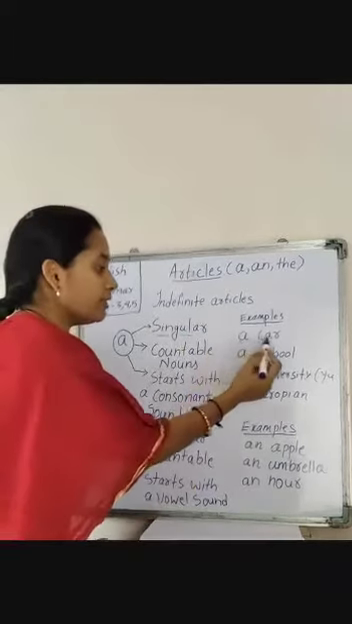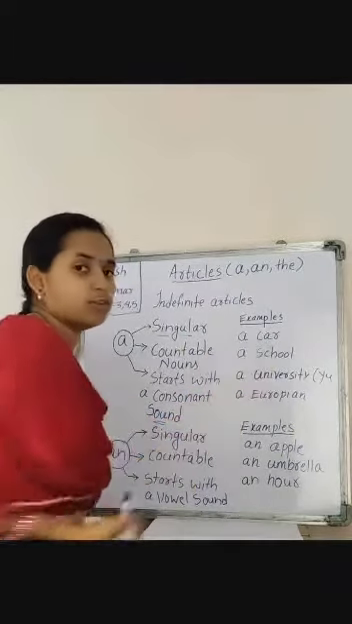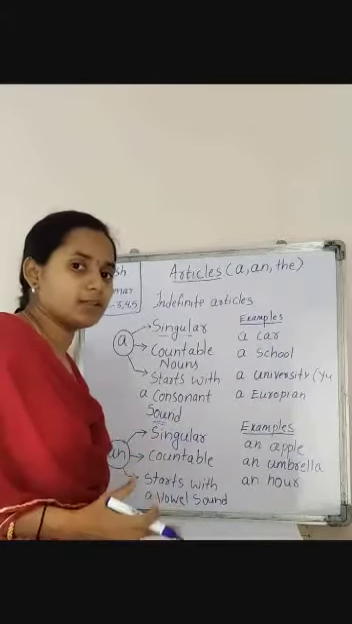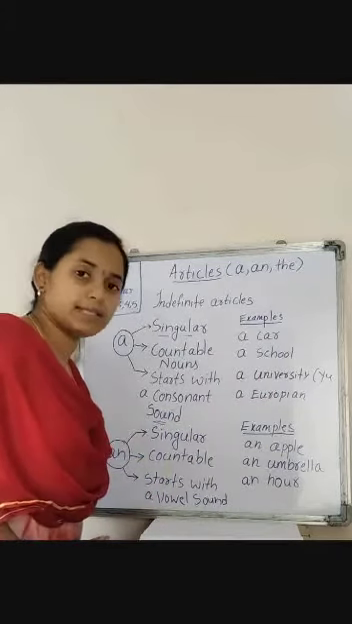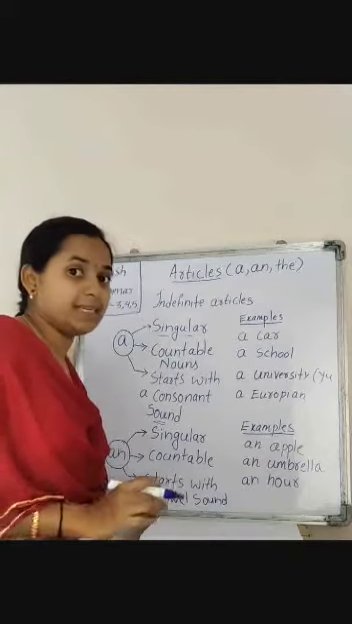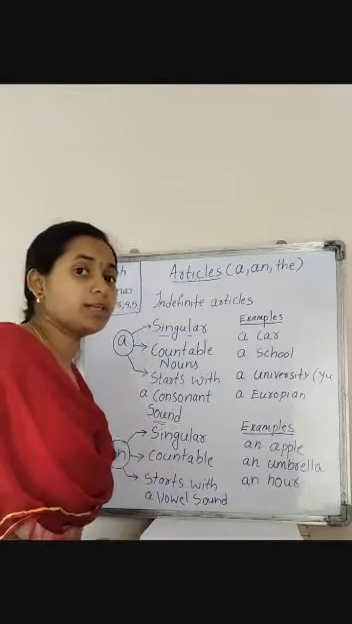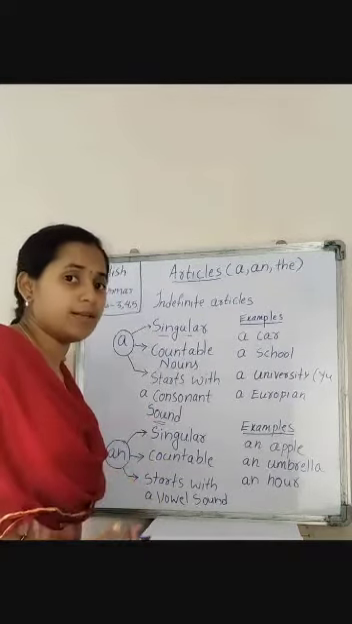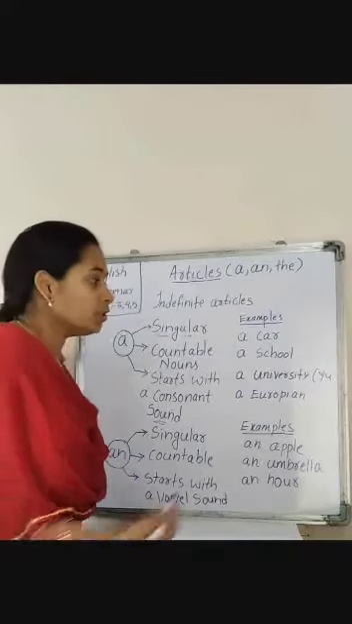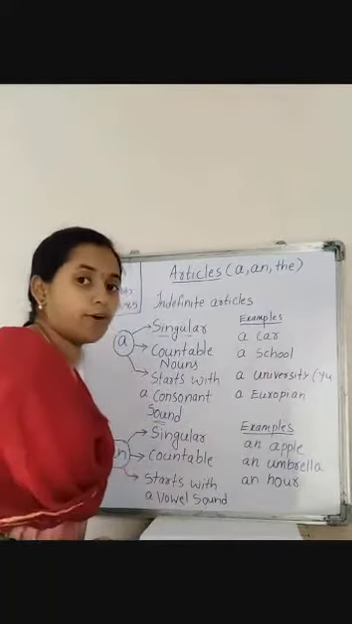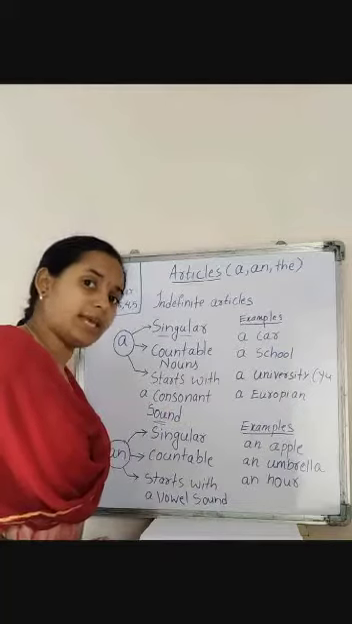Okay, so see the first example. A car. So when can we use a? Car is singular, right? Yes. Car is countable? Yes. And the sound of C here is ka. Ka is your consonant sound, right? That's not a vowel, right? So for car we can use a, right?